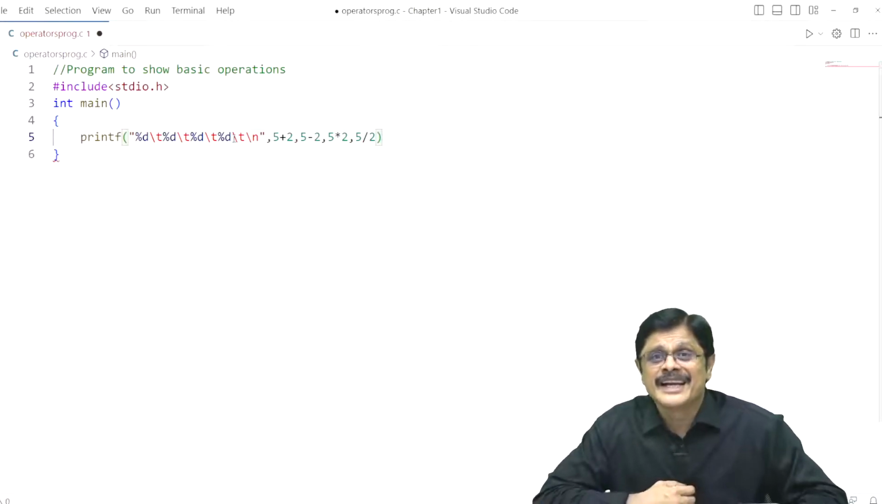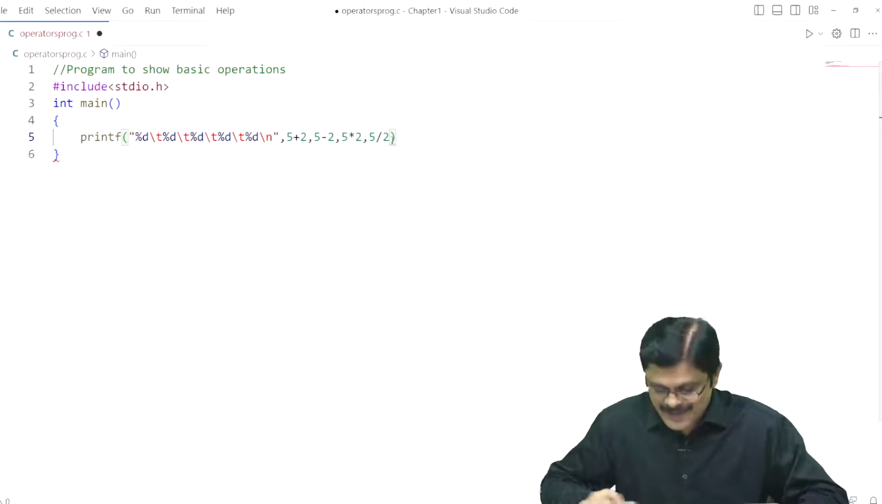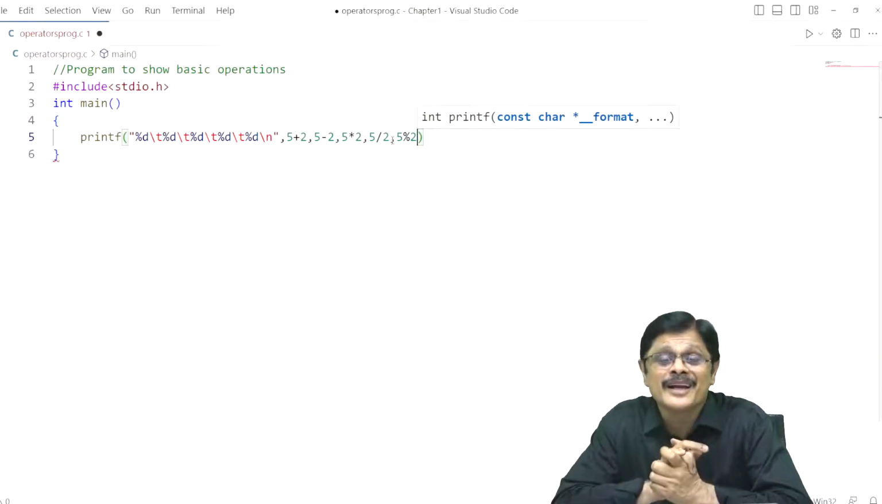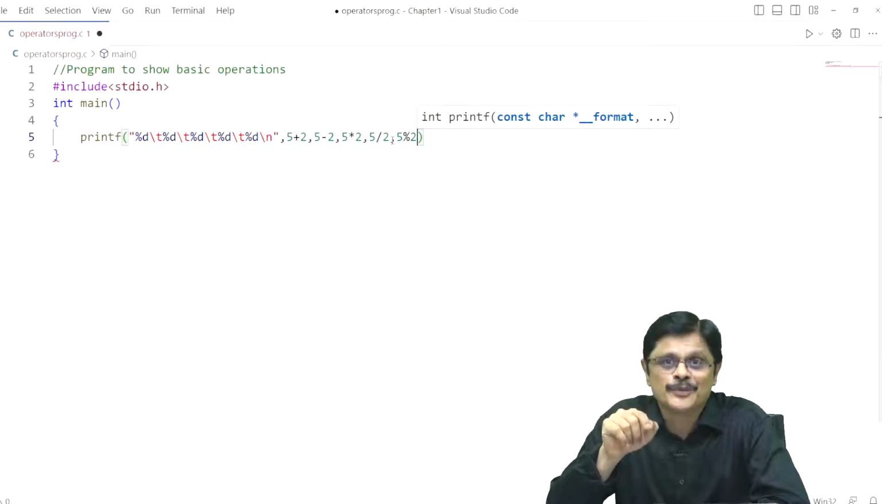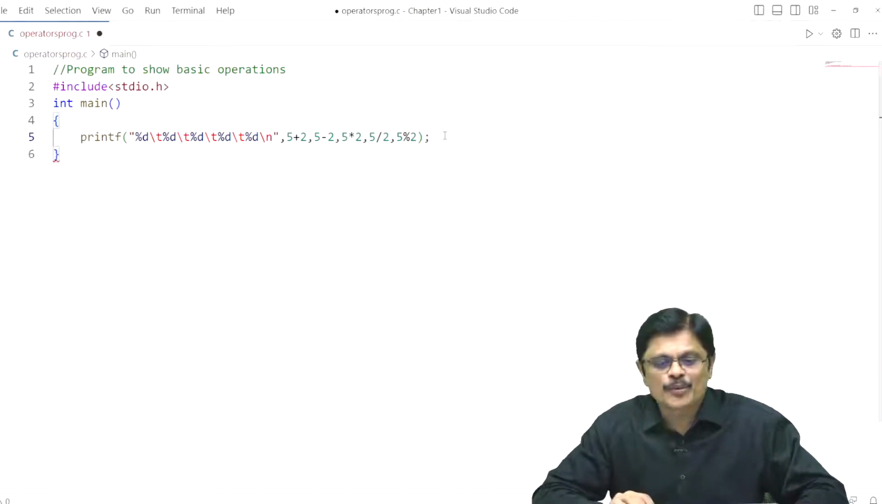operator for integers, that is the percent operation. Okay, and that is %d, and that is 5 % 2. What does % give you? It gives you the remainder when you divide 5 by 2. It should give you the answer 1. Okay. So, let us see the expected output for this, my dear friend.